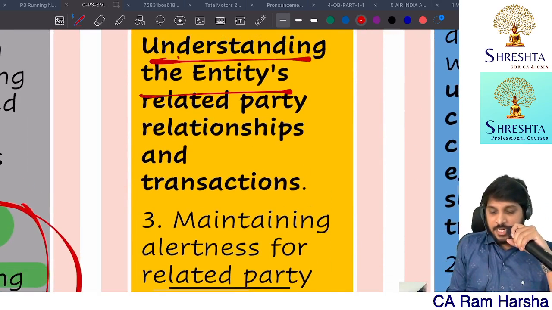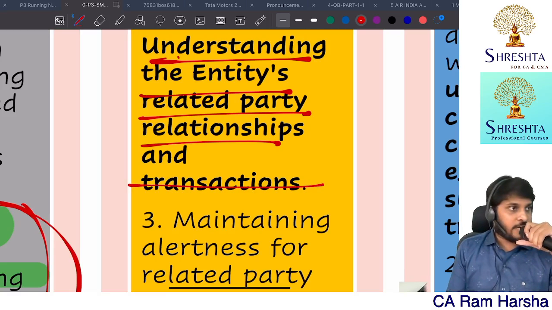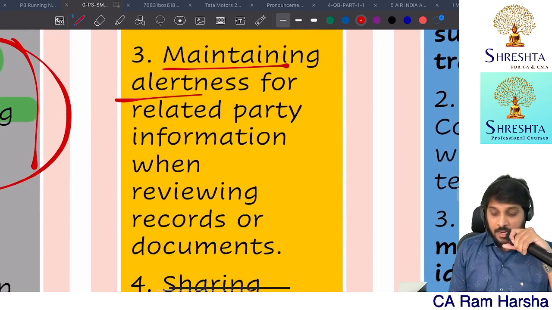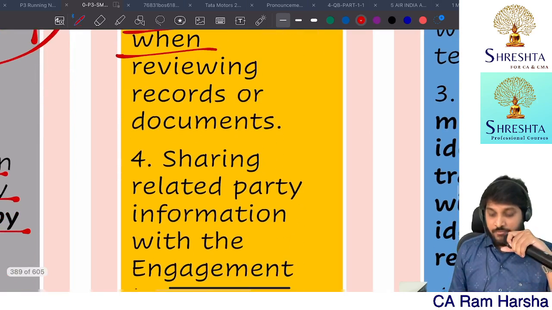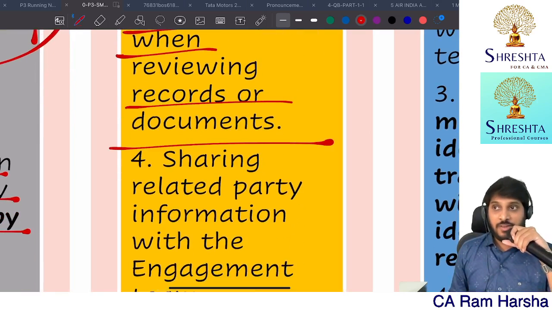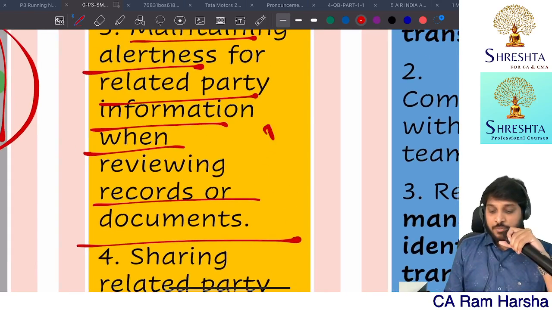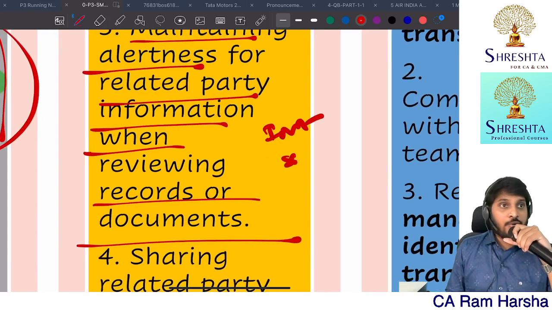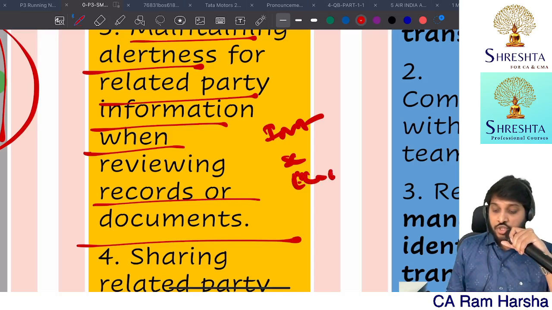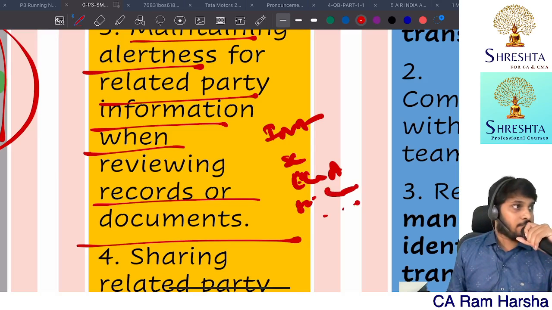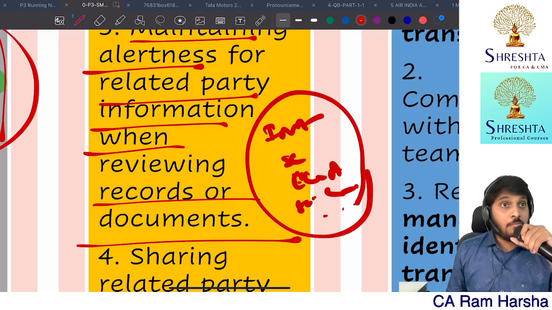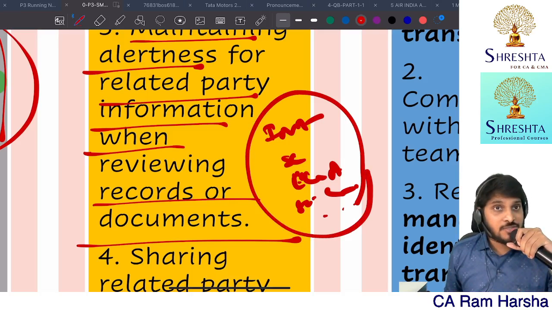Understand entities, related party relationships and transactions. That's what I told. Maintain alertness for related party information when you are checking records and documents. When you're vouching, when you're inspecting, be alert. You may find any related party. You will find related parties by looking at investment register, by looking at share capital breakup. Getting the point? By looking at large loans and advances, by looking at significant suppliers and significant customers. So these are all people might come under related parties.